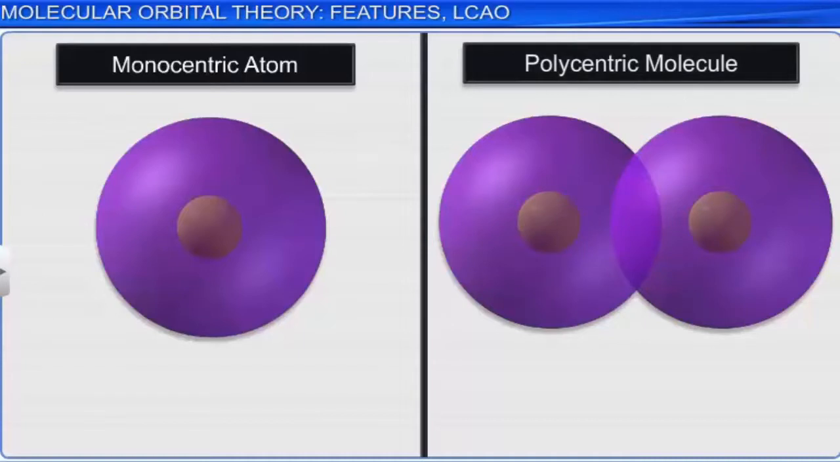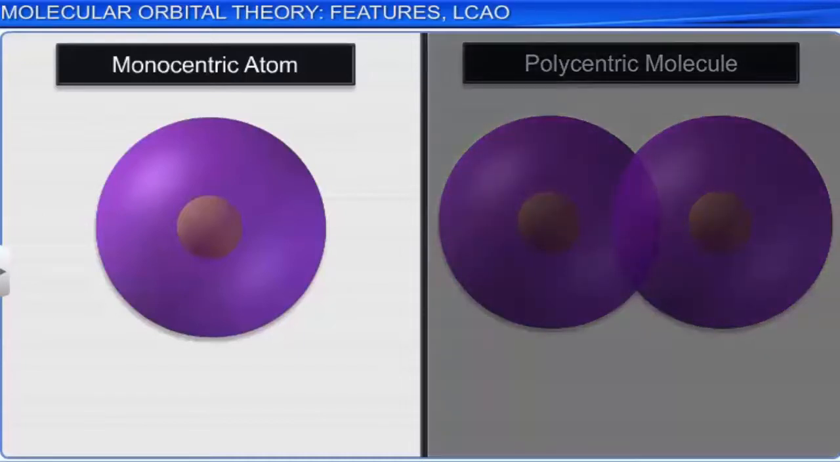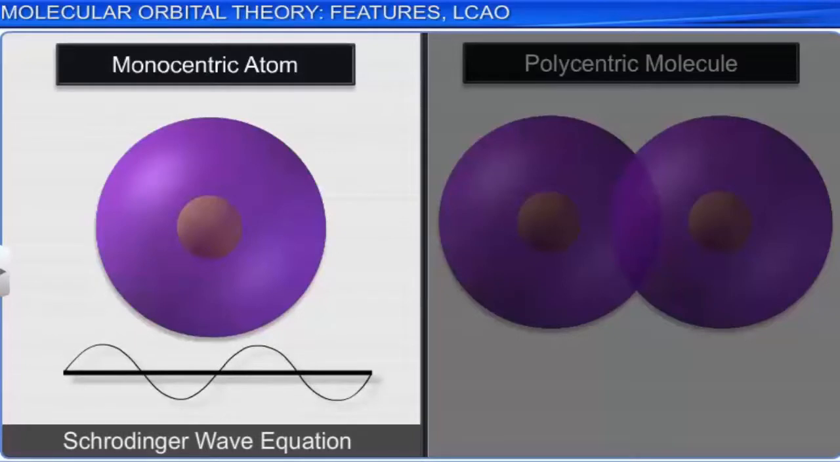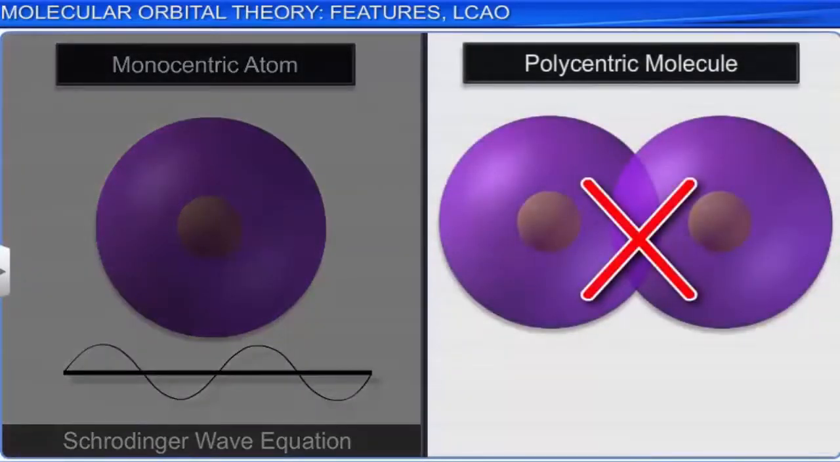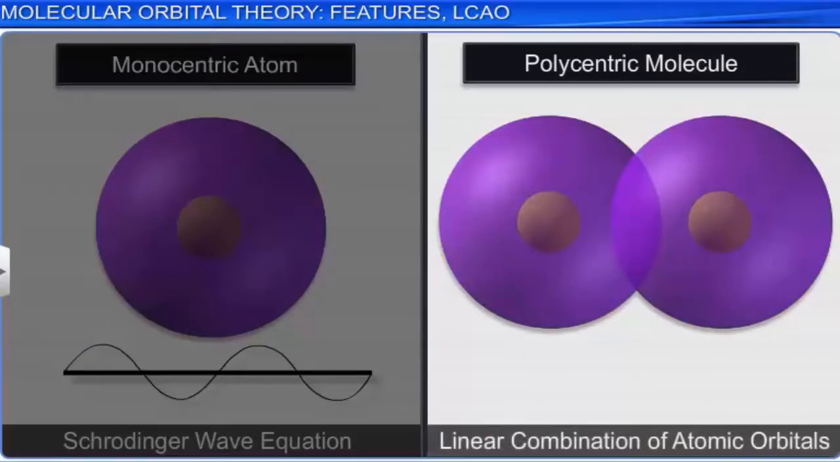In an atom, the electrons present in the atomic orbitals are represented using the Schrödinger wave equation of wave mechanics by the wave function ψ, which gives the amplitude of the electron wave. However, the Schrödinger wave equation cannot be used for molecules, and hence a new method called the linear combination of atomic orbitals, LCAO, was developed.